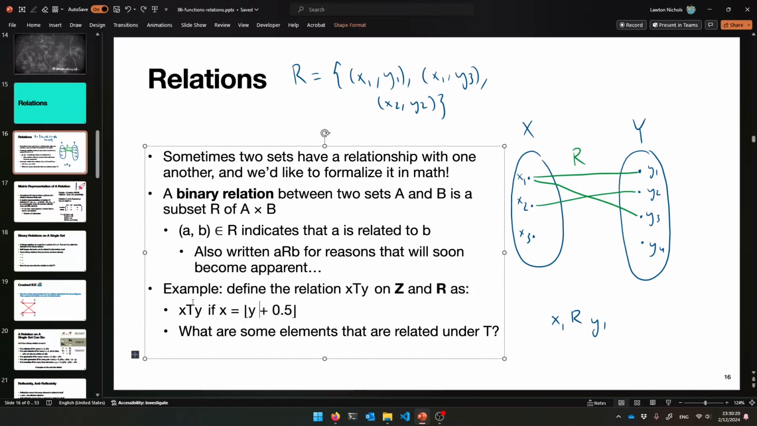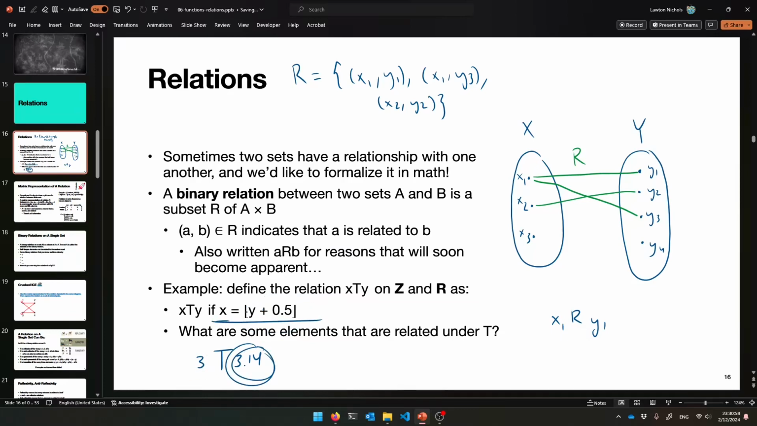All right? So if this is true about X and Y, where X is an integer and Y is a real number, then they are related under T. So let's try to write down some elements that are related under T. It's easier to start with a Y. If 3.14 is on the right, what's it related with on the left? You add 0.5 to 3.14 to make 3.64, and then you floor it. If it's 3 point anything, the floor of that makes 3. And so 3, do you see how 3 is related to 3.14 under this relationship? Because 3.14 floored is 3.